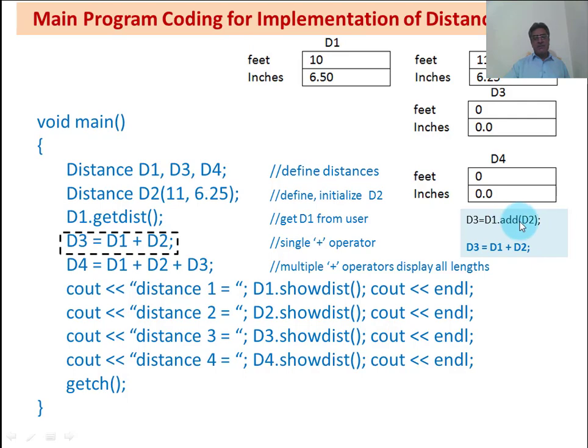There will be a parameter which will receive the value of D2. So this pointer will receive the address of D1, and the other object will receive the value of D2, and then the add function will perform the operation on the values of D1 and D2. But this coding belongs to the old version of lecture number 5, where we added two distances by defining the add function.